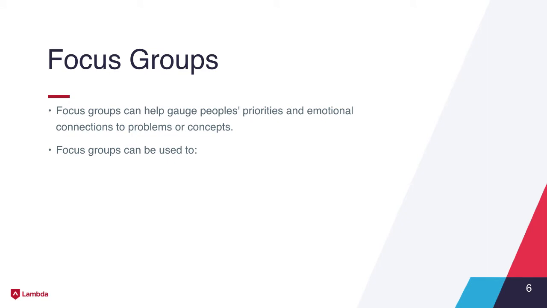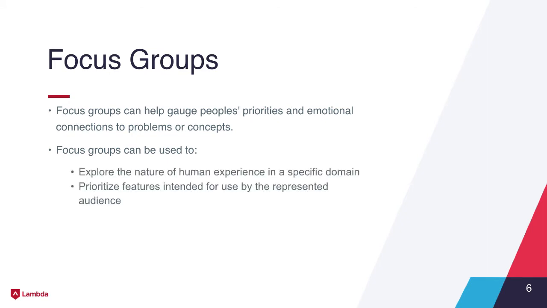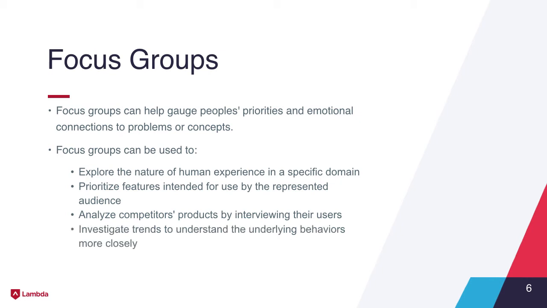You can use focus groups to explore the nature of human experience in a specific domain. Prioritize features intended for use by the represented audience. Analyze competitors' products by interviewing their users. And investigate trends to understand the underlying behaviors more closely. Focus groups take approximately 3 weeks to plan, execute, and analyze.